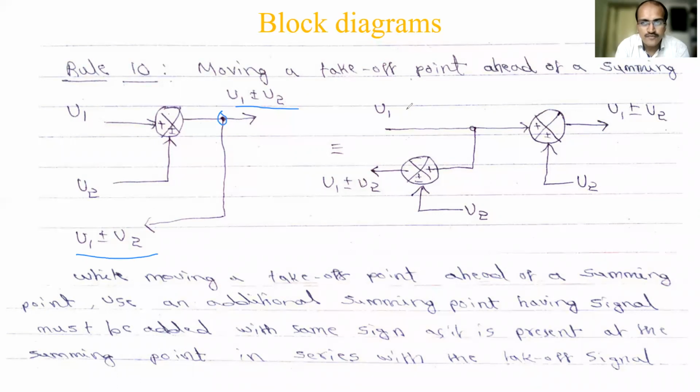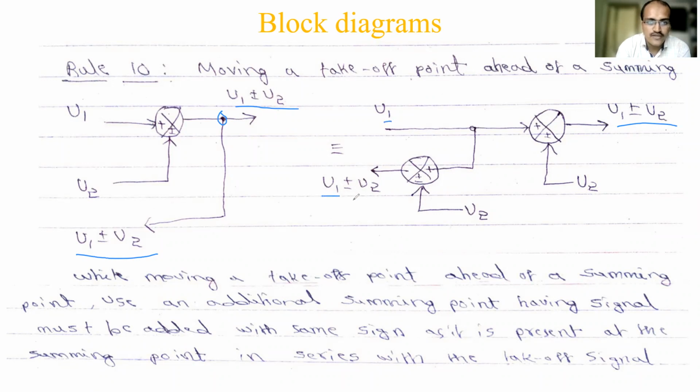So what should be done? First we move the takeoff point before, and the summing point after. Here U1 is there and U2 is there, so U1 plus or minus U2. There is no problem at all in this part. But in the feedback, if I take just the takeoff point, the answer will come just U1.